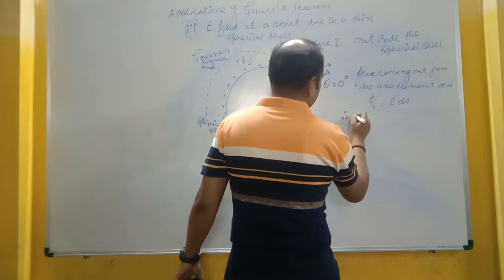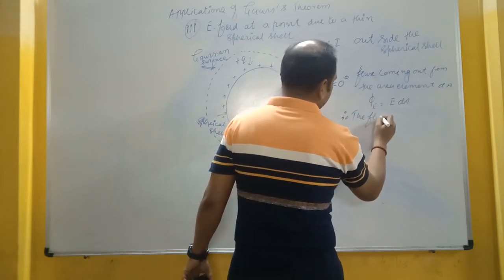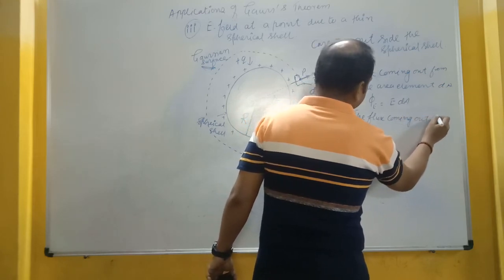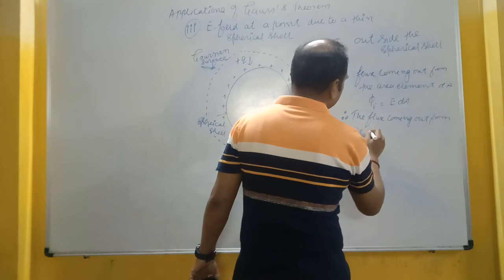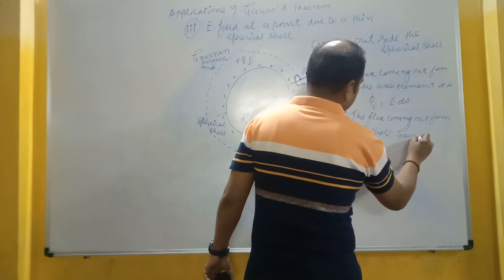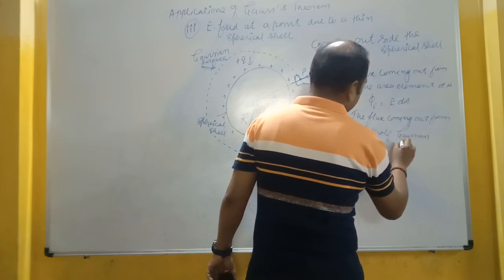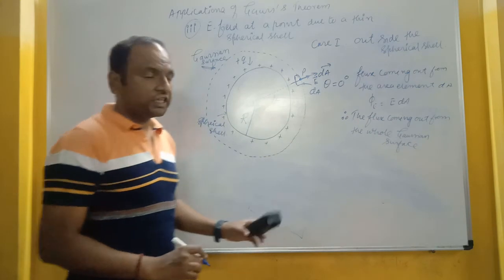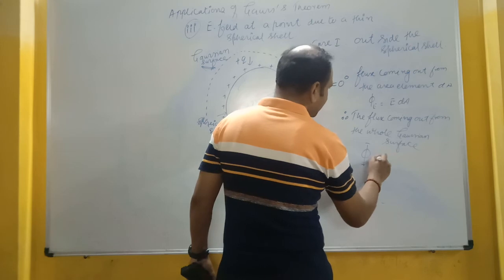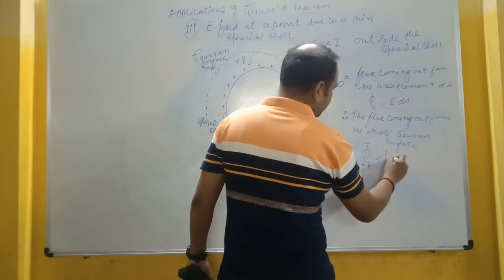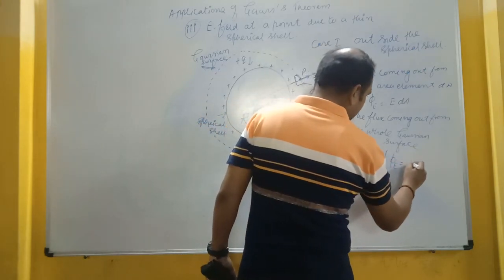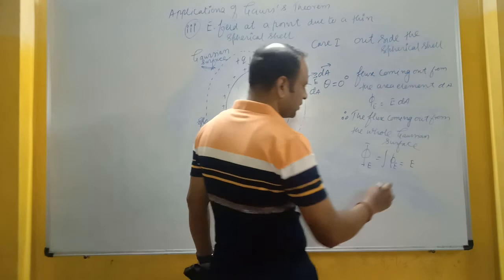And therefore the flux coming out from the whole Gaussian surface, phi E, would be obtained by integrating this. That's an integration of phi E. Okay, that would be equal to what? Again, E would be constant at all the points, so E into integration of dA.